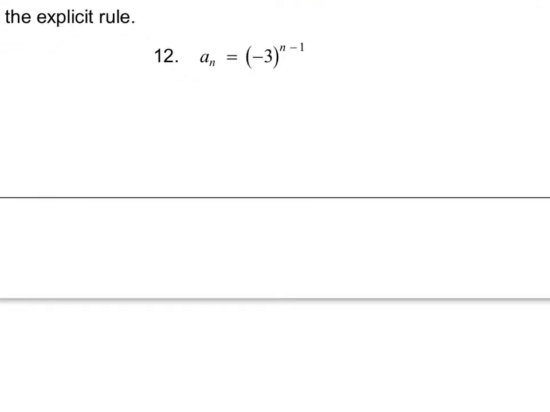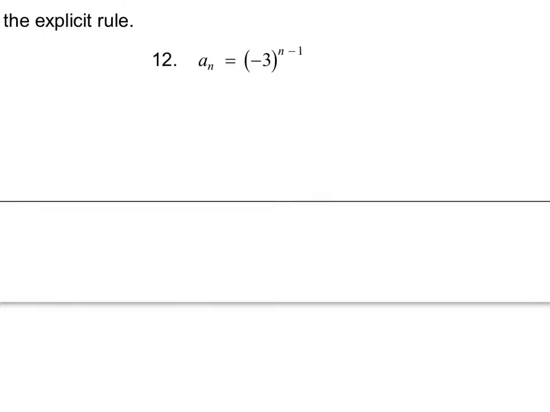And number 12, we need to write the recursive rule. They've given us the explicit rule, and obviously this one's being multiplied, so it's a geometric sequence. So all we have to do on here is be able to identify our common ratio. And our common ratio is the number in parentheses raised to the power n minus 1. So we know that our ratio equals -3.